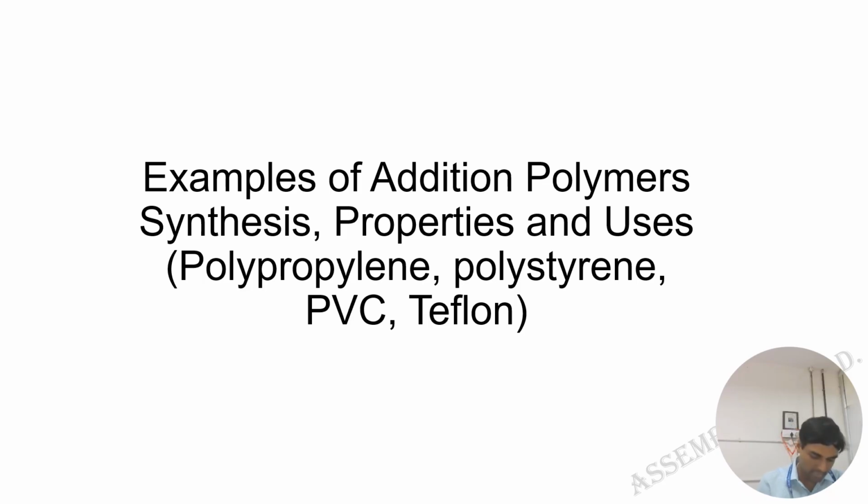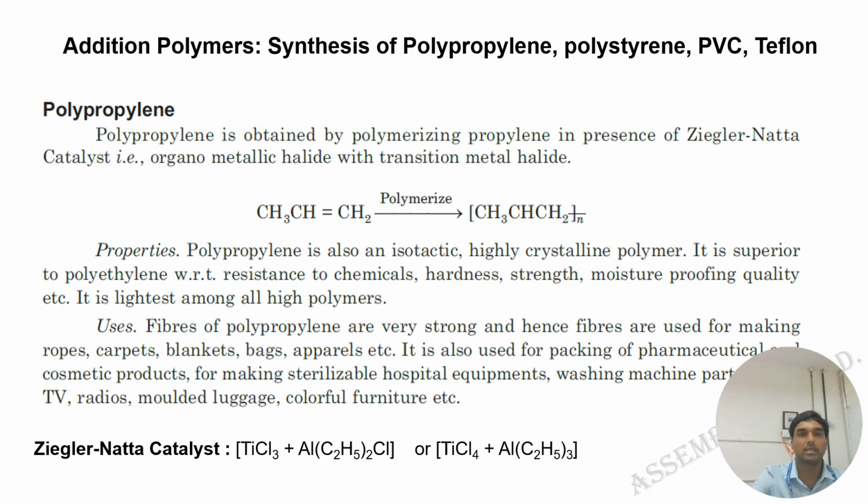Here we will be discussing a few cases of how polymers are synthesized and what their uses are. For example, polypropylene. For polypropylene, you can use the Ziegler-Natta catalyst to get isotactic polypropylene. Basically you take propylene, use the Ziegler-Natta catalyst, and you get polypropylene. What are the properties and uses? You can check, especially uses. The fibers are very strong and are used for making rope, carpets, blankets, all these things.